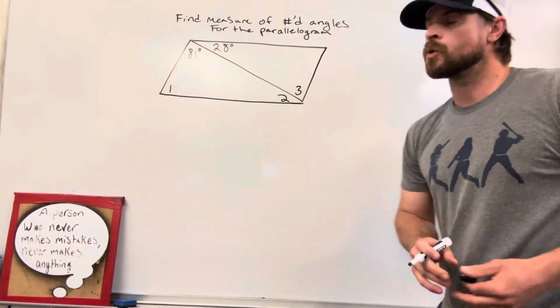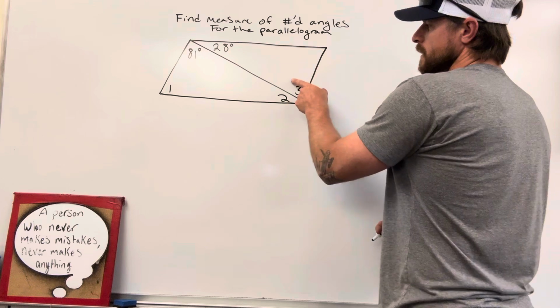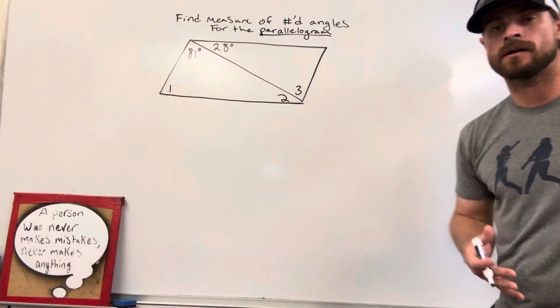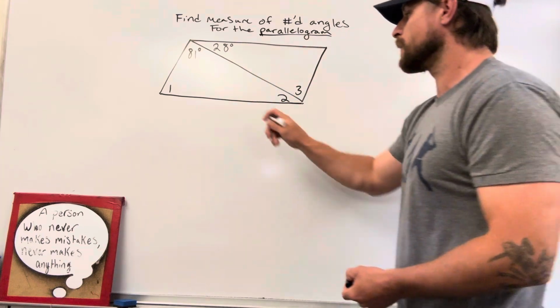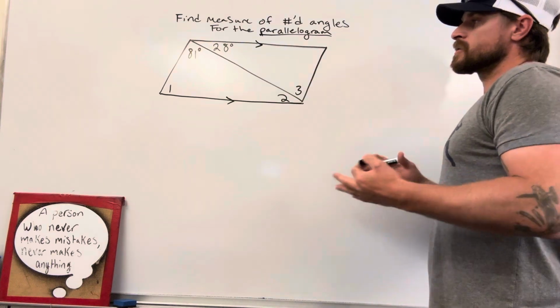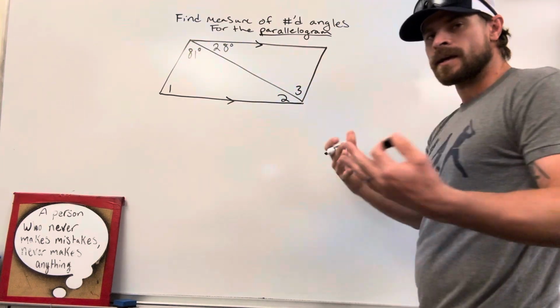All right, in this video, we are being asked to find the measure of numbered angles for the parallelogram. So the key piece of information is that we're dealing with a parallelogram, because if you look at the image, they don't have any markings on it, but we now know that these lines here are parallel, right? So because those lines are parallel, we can consider this diagonal as a transversal.